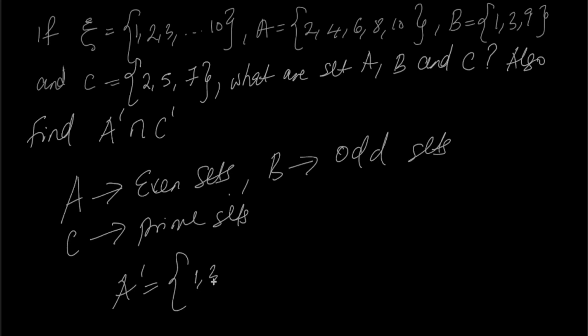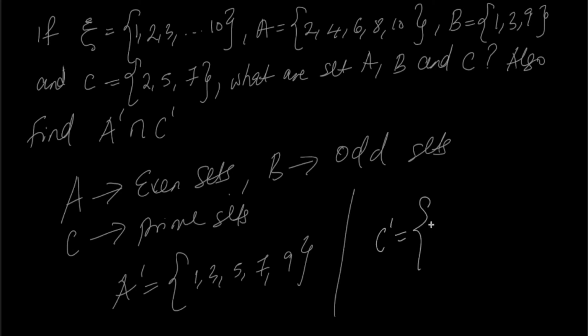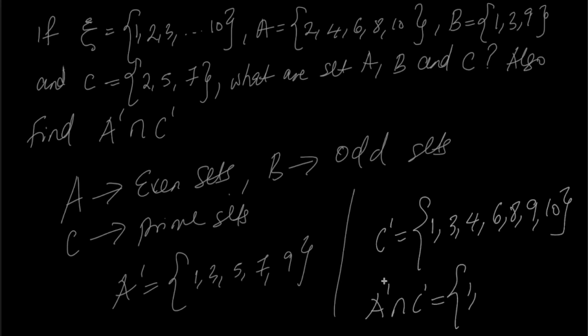1 is not there, 3 is not there, 5 is not there, 7 is not there, 9 is not there. What about the complement of C? What is not in C that is in the universal set? Let's see. That is 1, 3, 4, 6, 8, 9, 10. Now let's find this. What is here that is here? 1 is there. 3 is there. 9 is also there.